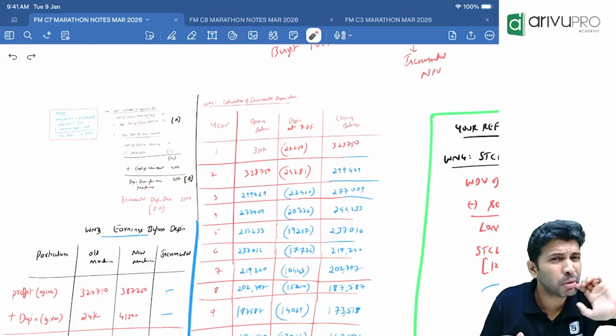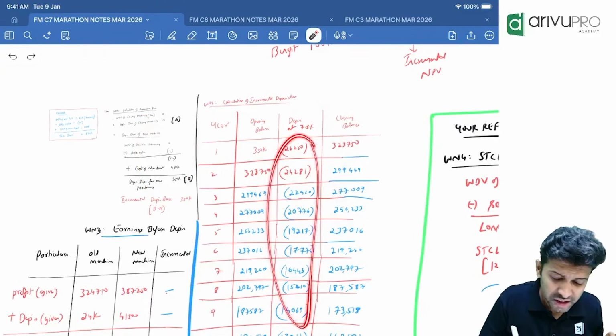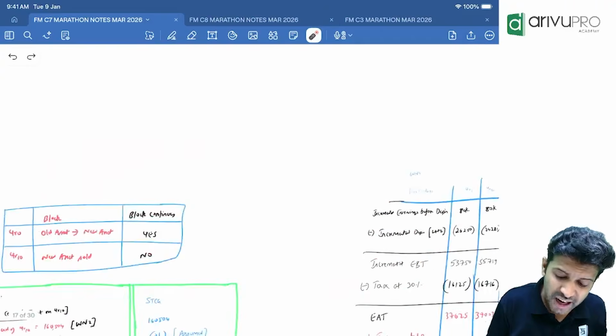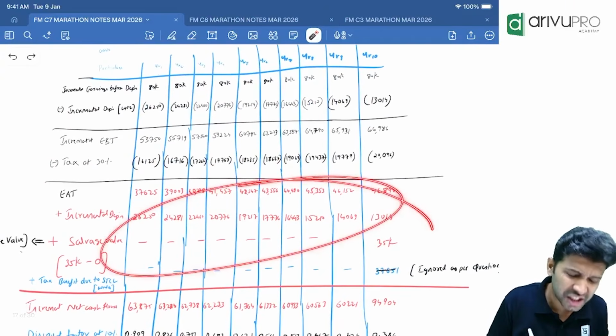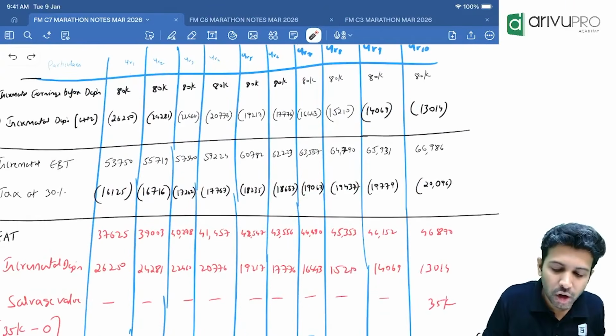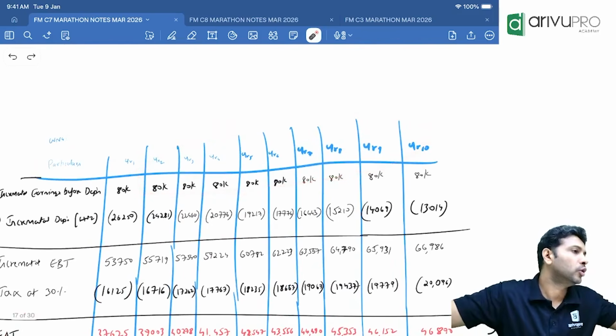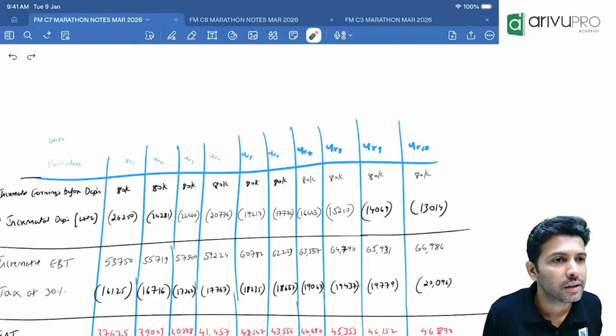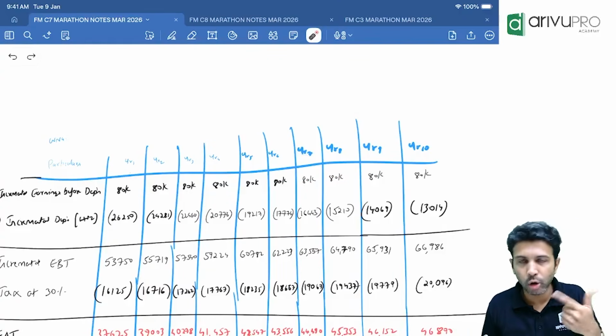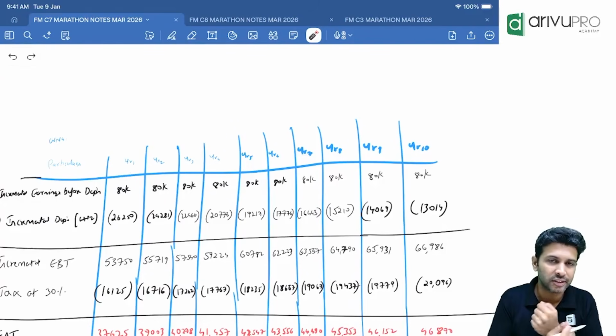And if it is WDV method, we know depreciation will change every year. That means cash inflow also will change every year. So you can't have one column, you have to have how many columns? Full 10 columns. Done? So those are the things. I'll take up 1 or 2 more questions. There we can discuss a little more on that.